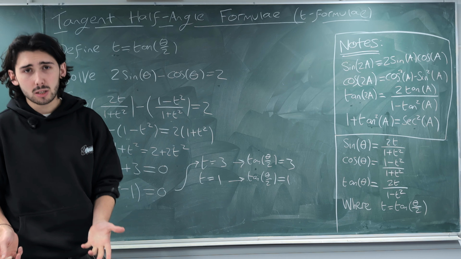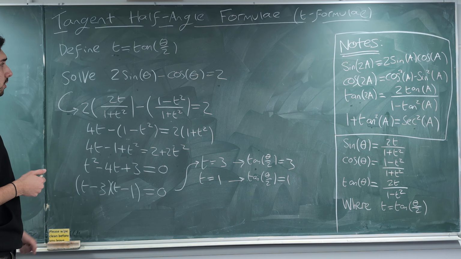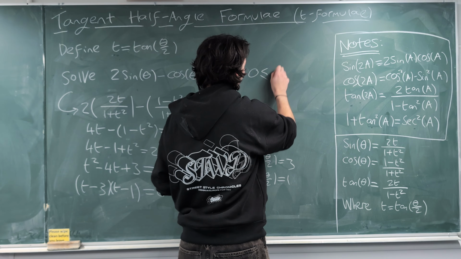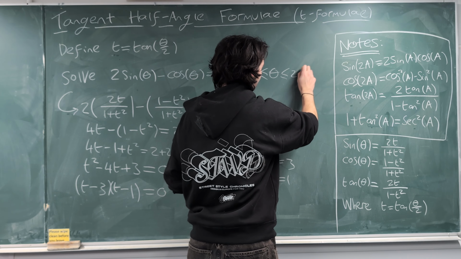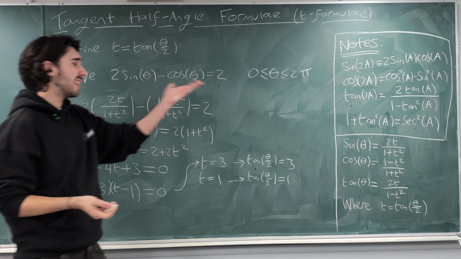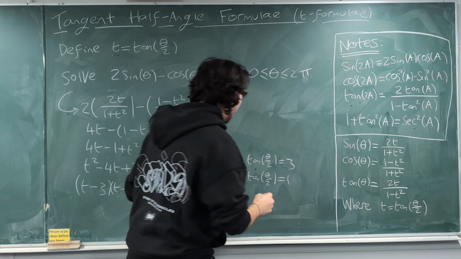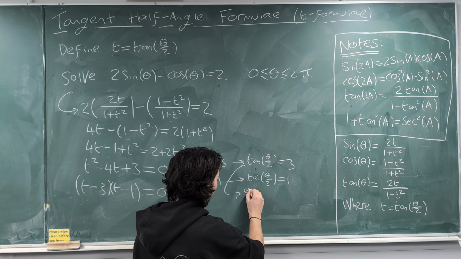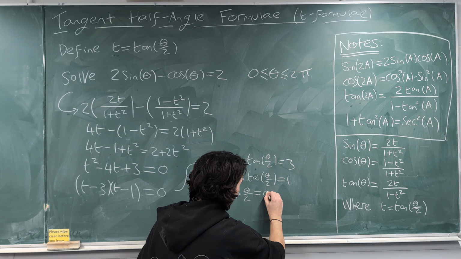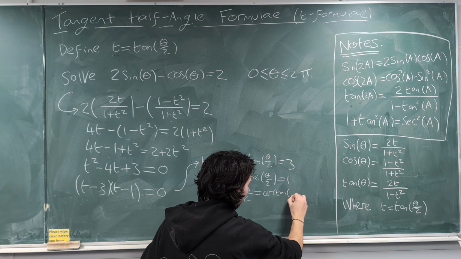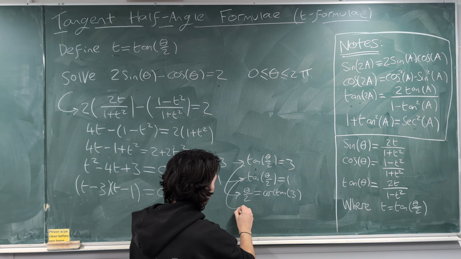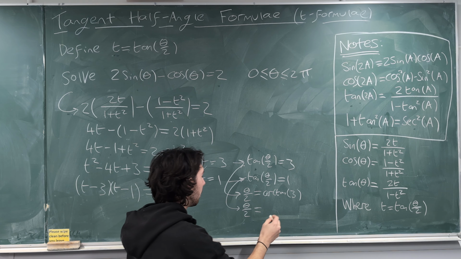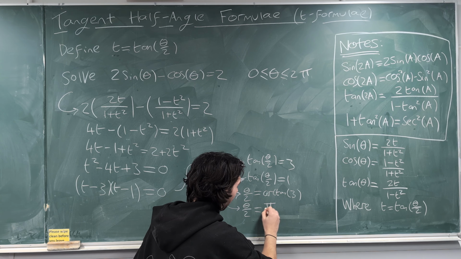And I didn't say what the interval was, the range for this question, but it doesn't really matter. Maybe it's just between 0 and, let's say, 2 pi. Let's say that we're in radians, why not? And let's say this was the interval, then what would we do? Well, let's come down here. This one here, we would have theta over 2 is equal to inverse tan of 3. And this one here, we would have theta over 2 is equal to inverse tan of 1. By the way, inverse tan of 1 is pi over 4.